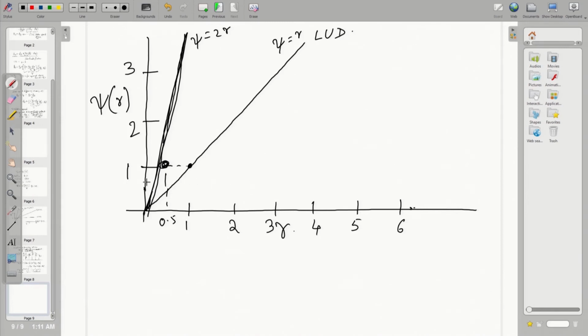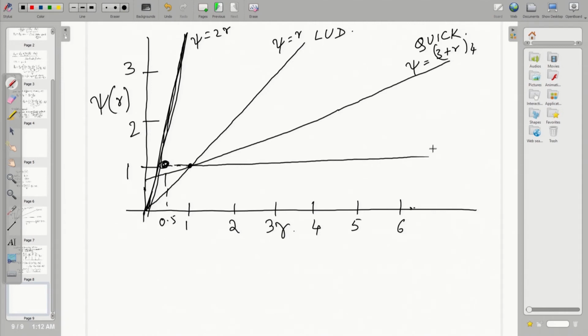The QUICK scheme again passes through the point (1, 1). Remember that this is (3 plus r) by 4. So, that is QUICK. The CD2 also passes through (1, 1). So, this is psi is equal to 1, and of course, this is psi equal to 0, which is first order upwind. So, these are the schemes we already know of, and now we are going to shade a certain region.